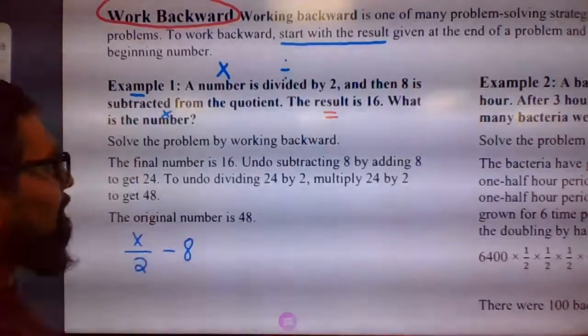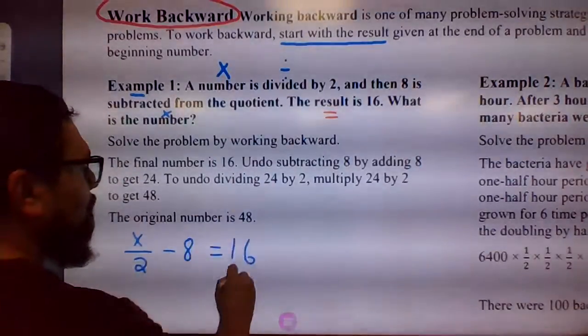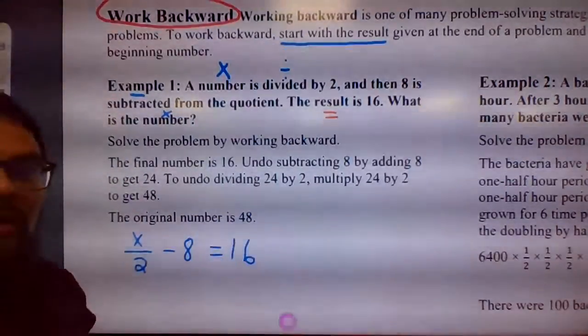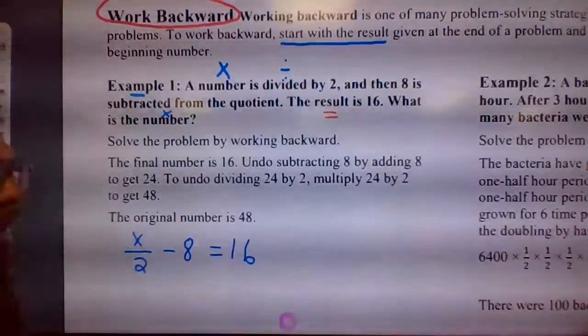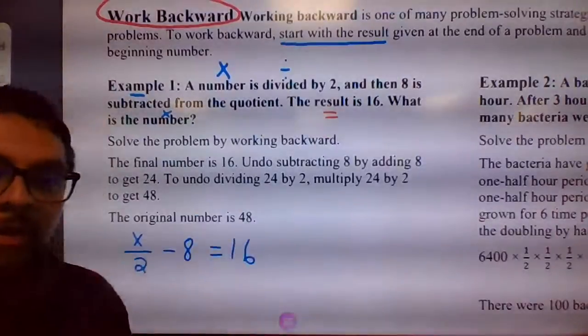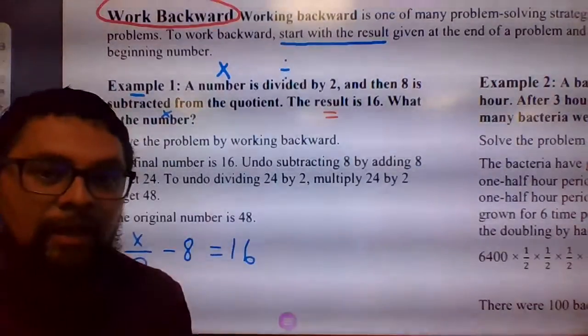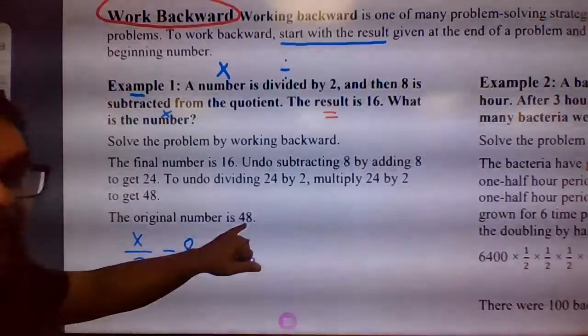The result is 16. So x equals 16. There's our equation. So like this or like this, either way you can do it. You can check your answer. Check. So the answer should be 48, right?